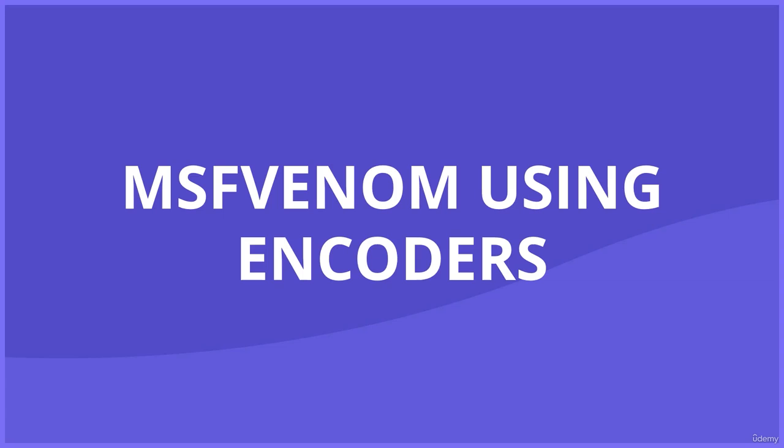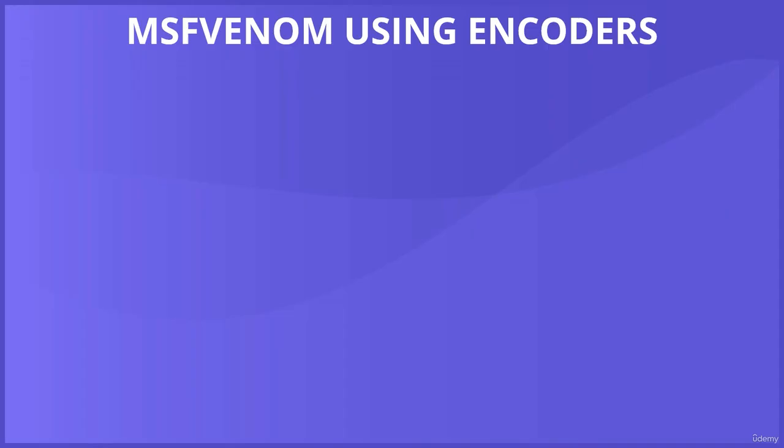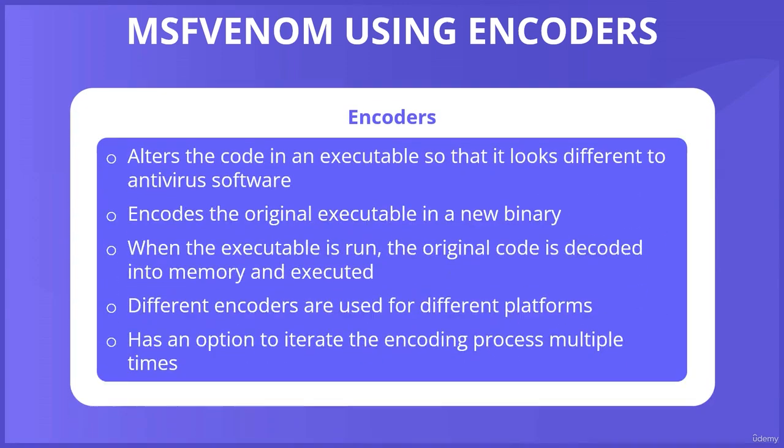So I showed you earlier in the fourth section about encoders. MSFvenom uses these encoders to keep you hidden from antivirus software. Encoders alter the code in an executable so that it looks different to antiviruses. They encode the original executable in a new binary, so that when the executable is run, the original code is decoded into memory and executed.